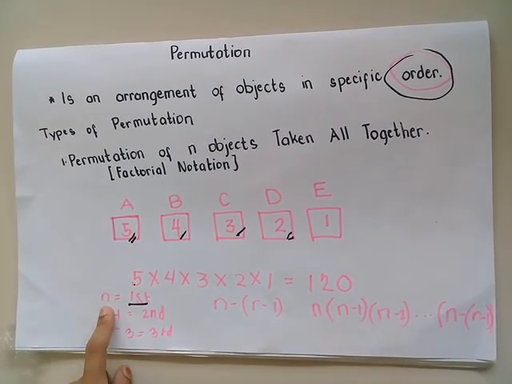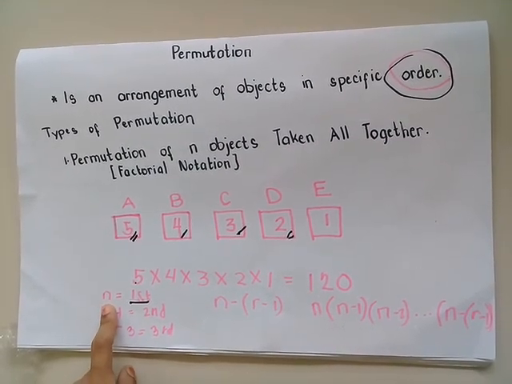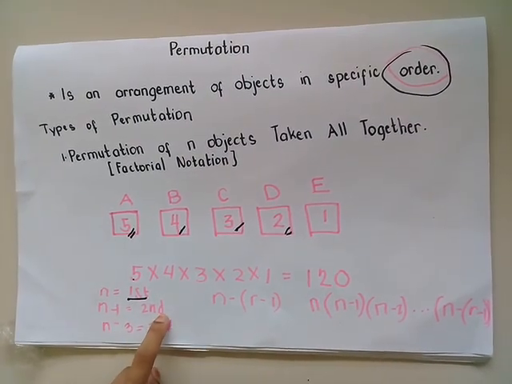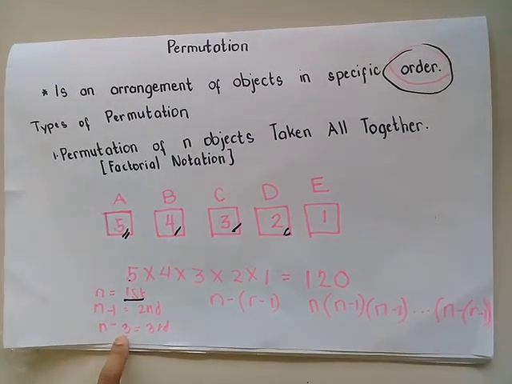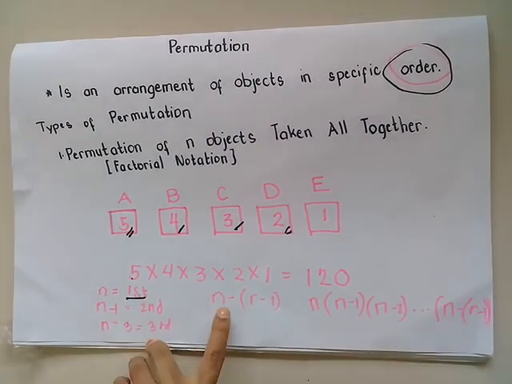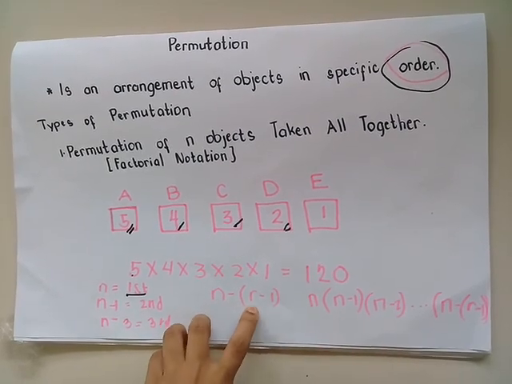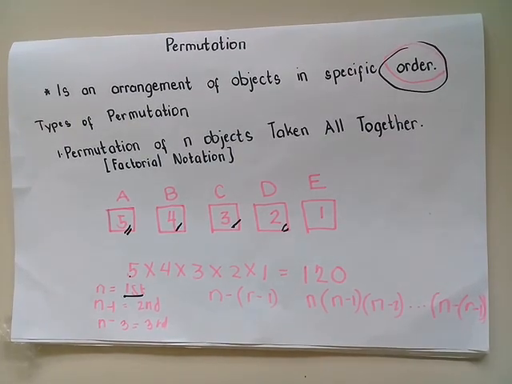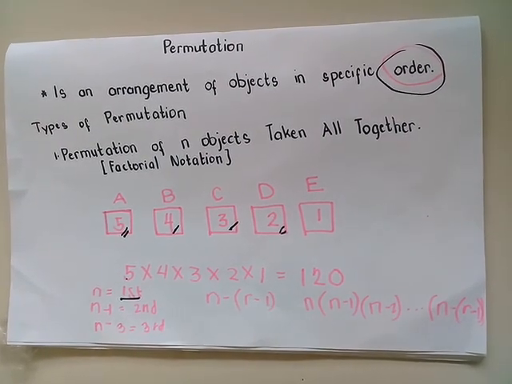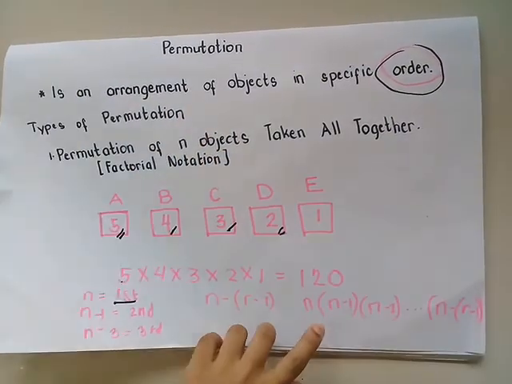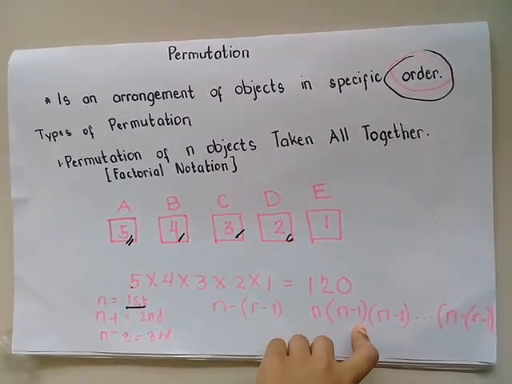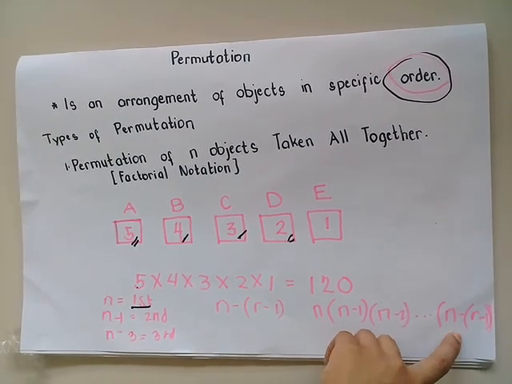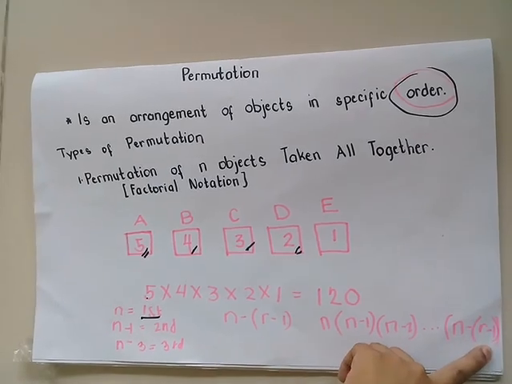We will let n is equal to the choice for the first position. n minus 1 is the choice for the second position, while n minus 2 is the choice for the third position, and so on until n minus the quantity of r minus 1 is the choice for the last position. Thus, to get the permutation of n different objects taken all together, they can be arranged in n times the quantity of n minus 1 times the quantity of n minus 2, and so on until the quantity of n minus the quantity of r minus 1.